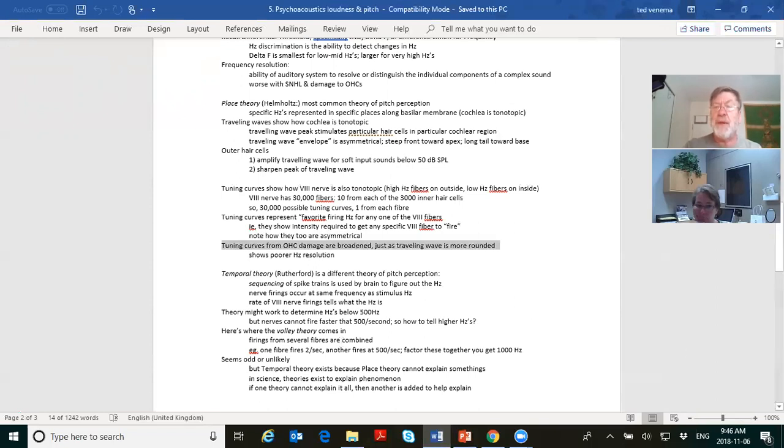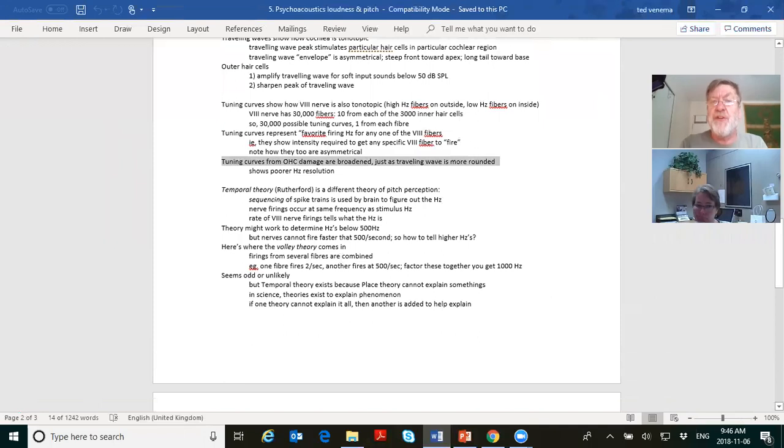Now, we won't spend much on the bottom part of this, but I'll just introduce you to a guy named Rutherford. Okay? Rutherford had a different theory of pitch perception. And he said, now a lot of this stuff, this is what I want you to look at, this sentence. He said, you know how you tell pitch? It's not so much the place theory. That's sort of it. It's the number of times that the eighth nerve fires per second.